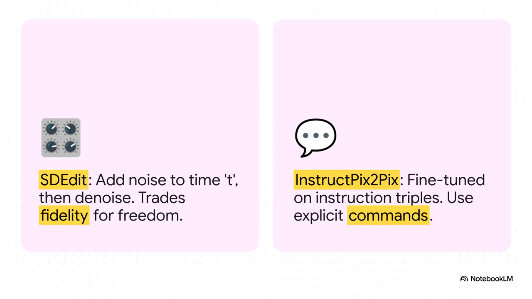Because it's fine-tuned on image and instruction triples, you can just type a natural command like make it sunset or add a dragon, and the model intelligently edits the scene for you.